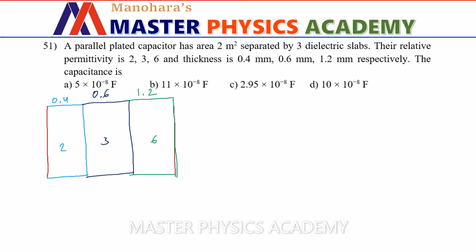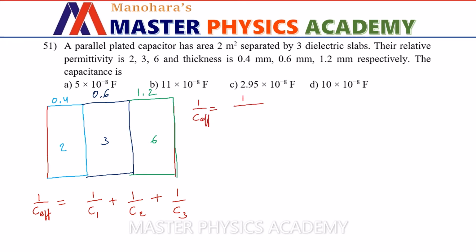We have been asked to calculate the effective capacitance of such a capacitor. So what do we know about the effective capacitance? 1 divided by effective capacitance for a series combination is given by the sum of reciprocals of the individual capacitances in the combination. That is 1 by C1 plus 1 by C2 plus 1 by C3. Now let us substitute: 1 by C effective will be equal to 1 divided by C1.